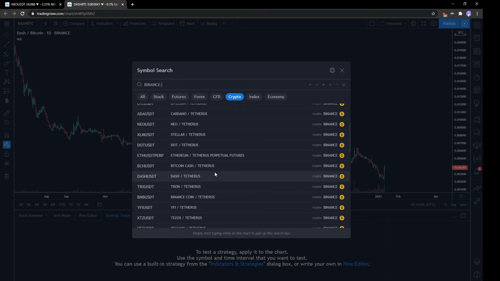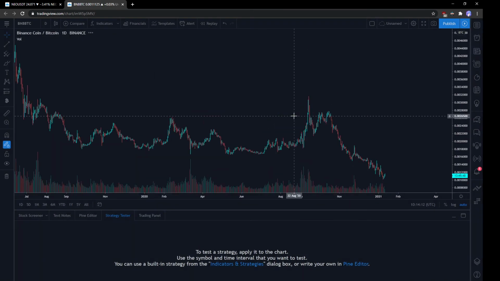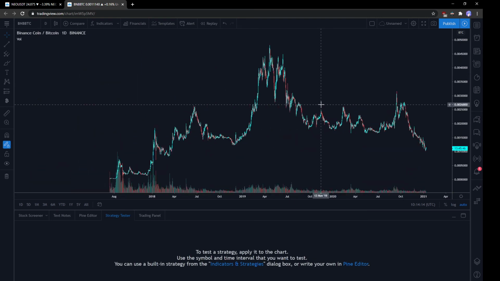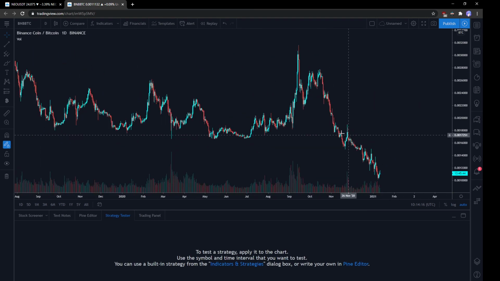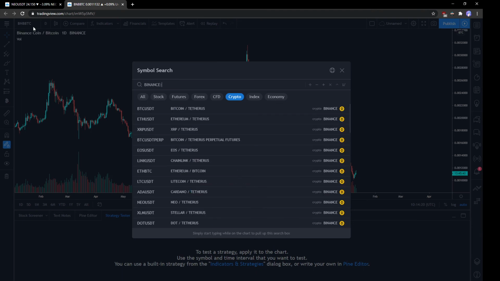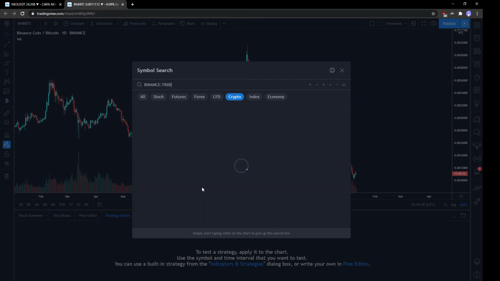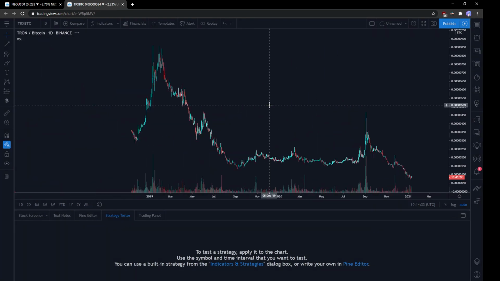Or BNB, I think. Let's give a look at BNB. Yeah, it's only going down. What else do we got? Tron. Can give a look at Tron. Yeah, same scenario.